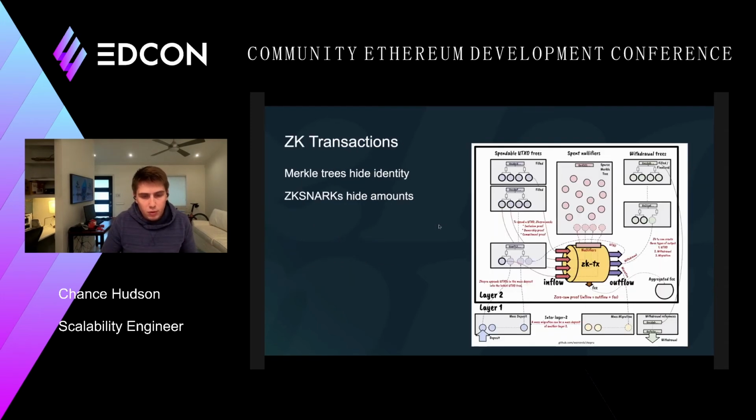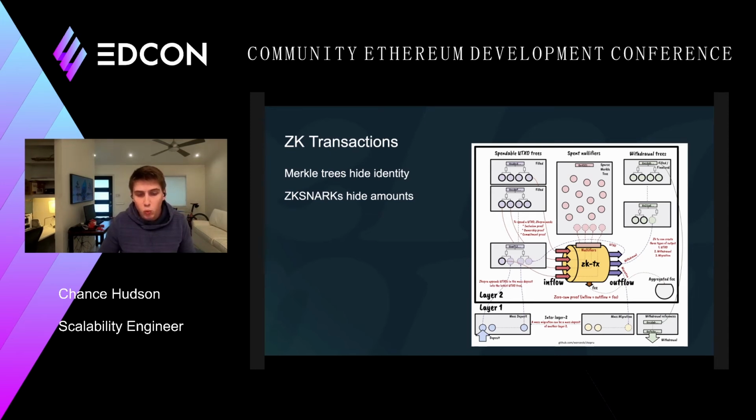So the trees are one part of the system, and the second part are actually the ZK snarks. This is sort of a complicated graphic, but the main thing that I want to show is this yellow cylinder in the middle. The UTXO trees, or the trees in general, validate the inclusion of UTXO nodes, and the ZK snark validates that the transaction itself is valid, that the funds being spent are valid. More specifically, it proves that the inflow amount is equal to the outflow amount plus the fee.